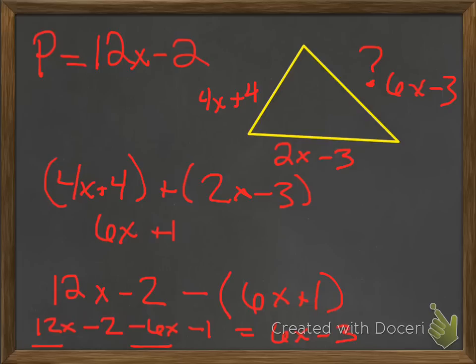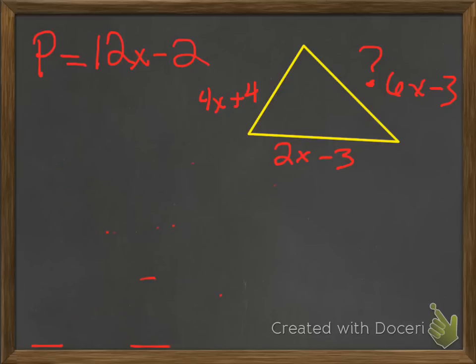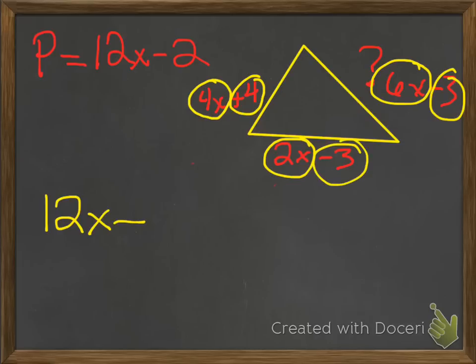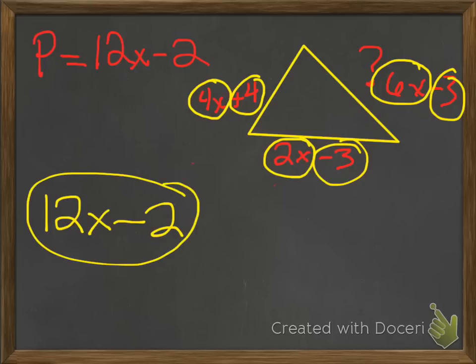Let's go ahead and check that and see if that's right. I'm going to erase this, and then we're going to double check. If it's correct, 4x plus 2x plus 6x is 12x, and then 4 minus 3 is 1, and then 1 minus 3 is negative 2. So when I added those three sides together, I got 12x minus 2.